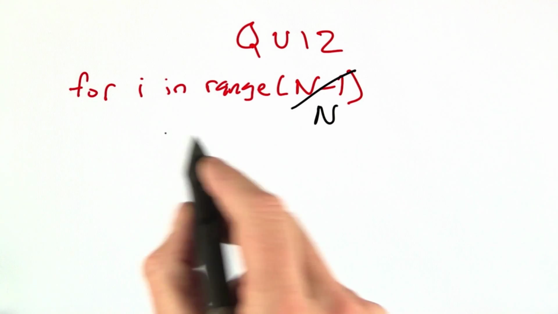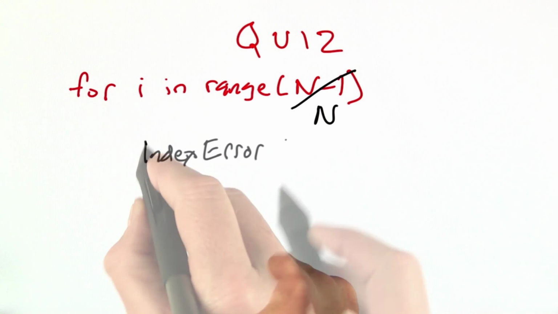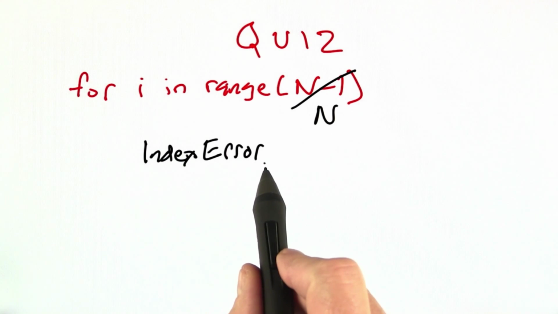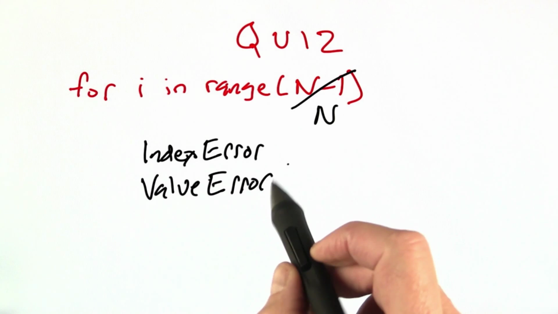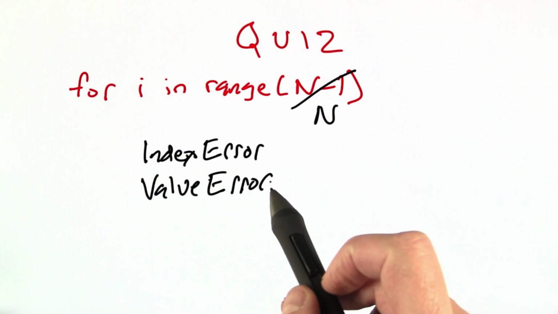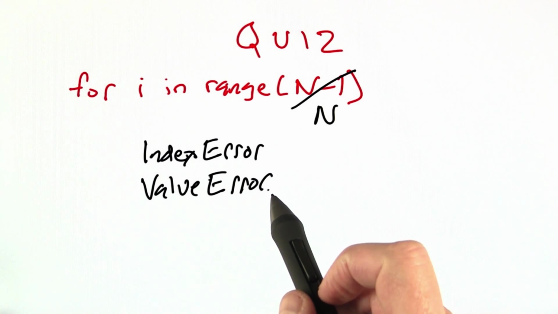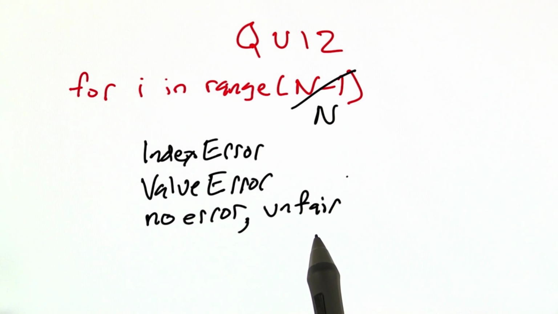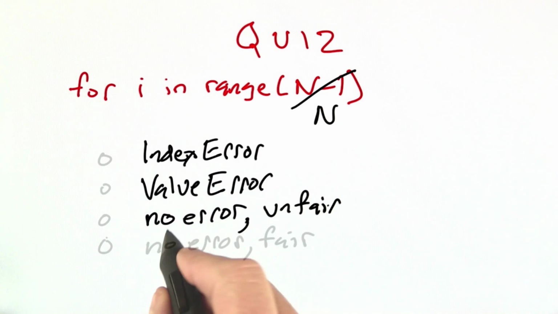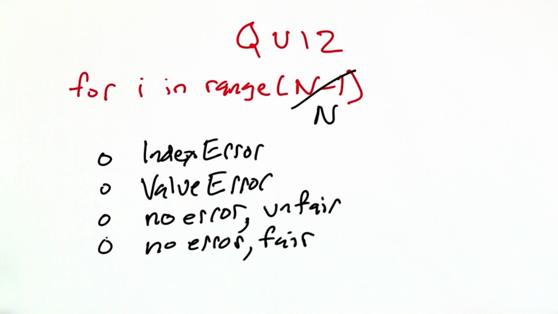And the options are, would that give us an index error that we've gone too far into the deck and we have the wrong index? Would it give us a value error from random range? Would it tell us you've got the wrong number in there? Would it give us no error, but the results would be unfair in that one permutation of the deck might be more common or more probable than another? Or would it give us no error and still be fair, but maybe just a little bit slower?